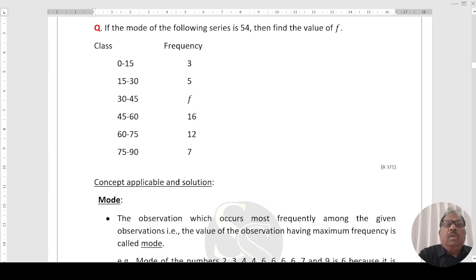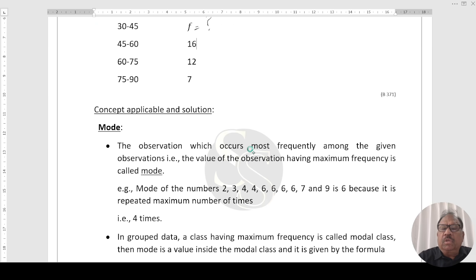Question is, if the mode of the following series is 54, then find the value of f. Mode, what is mode? The observation which occurs most frequently among the given observations, the value of the observation having maximum frequency, is called the mode, right? This is for ungrouped data.